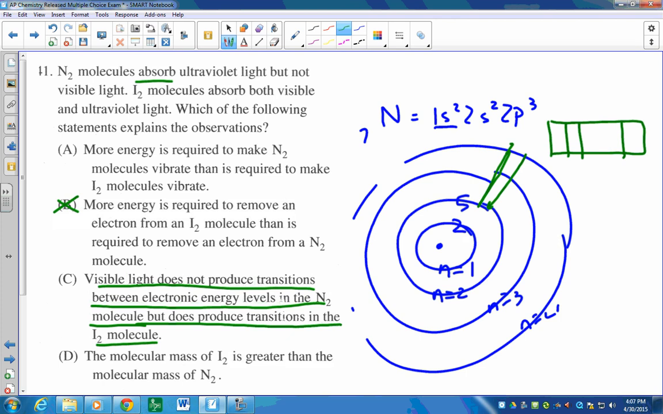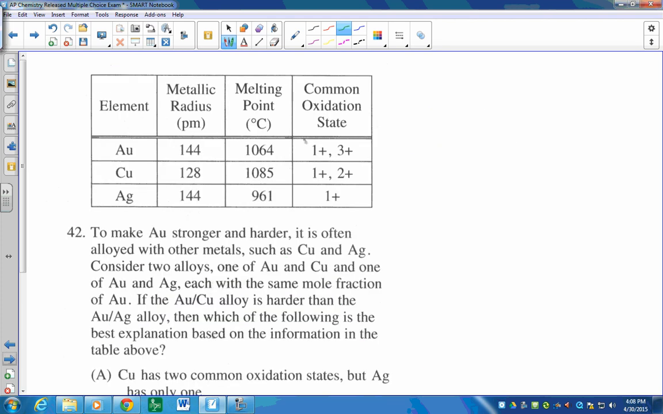And it's not about vibration. In organic chemistry, you do some of that vibrational stuff, but it is not part of the AP chemistry curriculum. By the way, I talked about atoms, but an N2 molecule is just 2 nitrogen atoms hooked together. All right, enough said about that one.